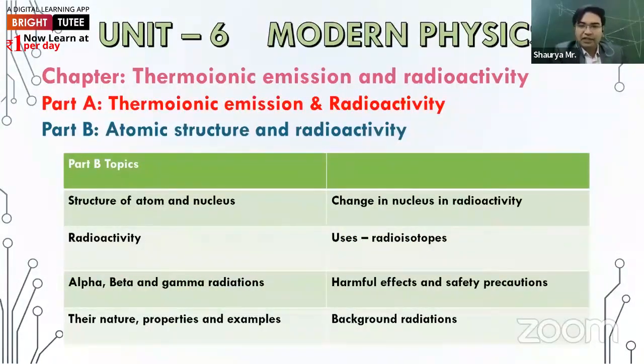Coming to our last unit, that is modern physics, in which we talk about thermionic emissions and radioactivity. This comes again as a single chapter in any reference book, which is divided into part A and B. First one deals with thermionic emission, and the latter part deals with atomic structure and radioactivity. Sorry, there's a misprint. The first part only deals with the thermionic emissions.